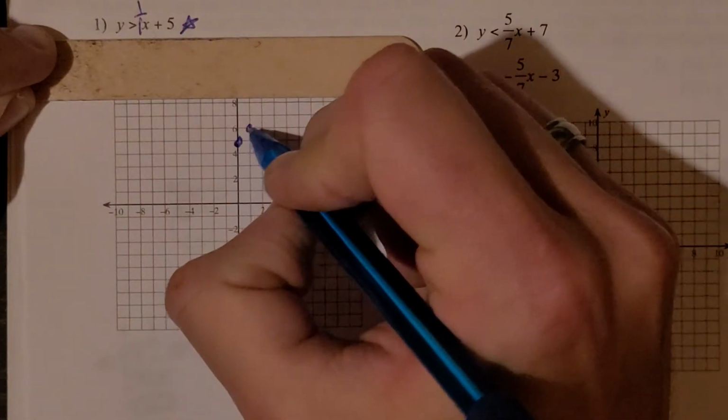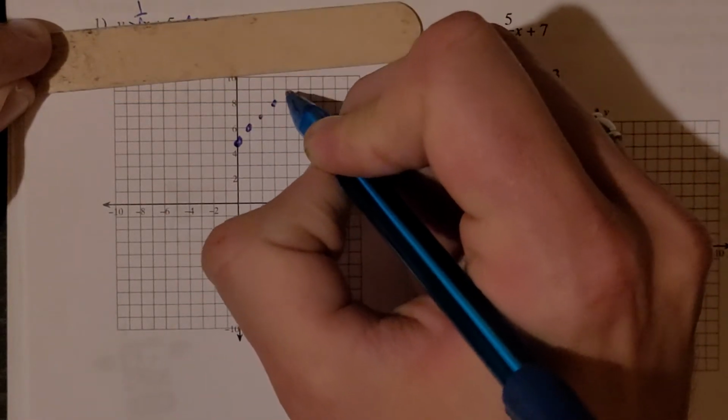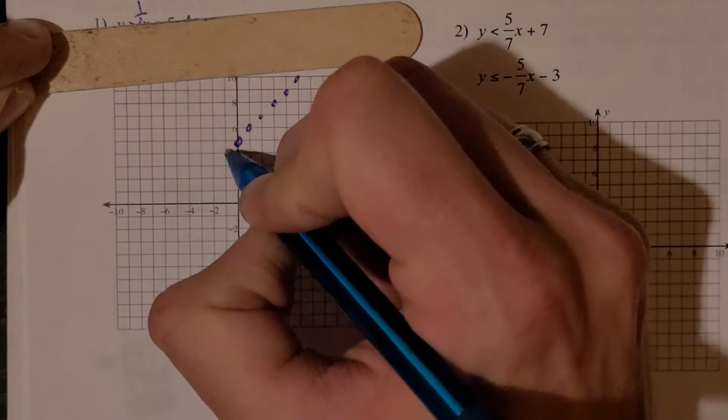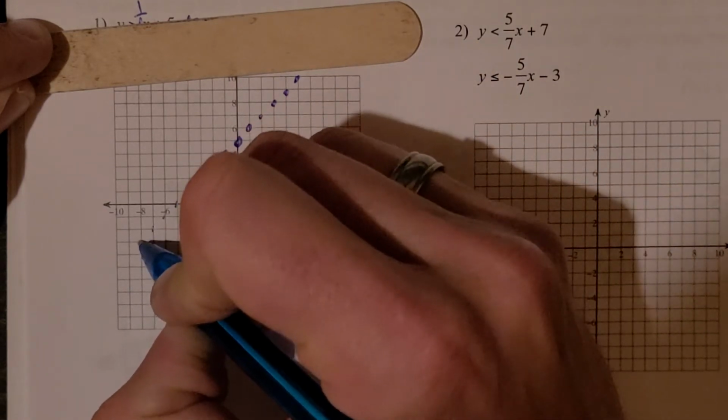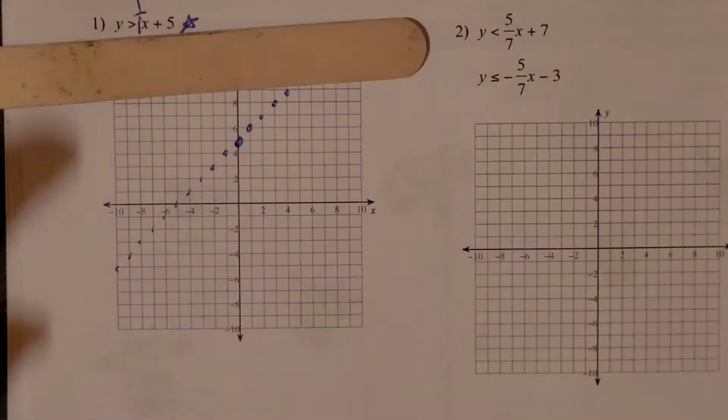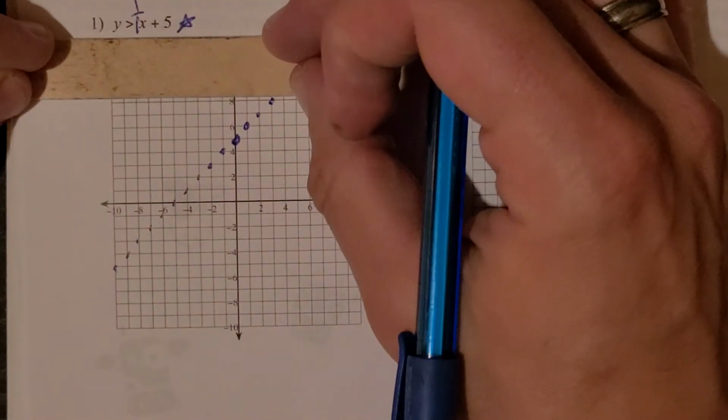So up 1, right 1, up 1, right 1, and so on, or you could go in the opposite direction, down 1 left, down 1 left, and so on. Whew! I make as many dots as I possibly can.